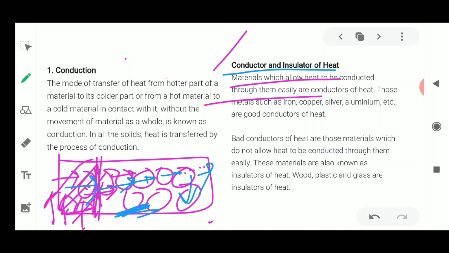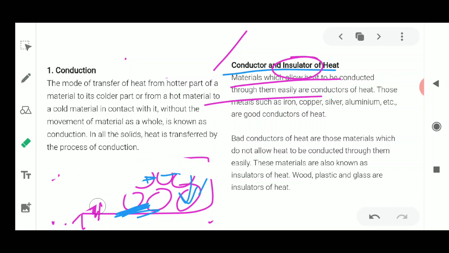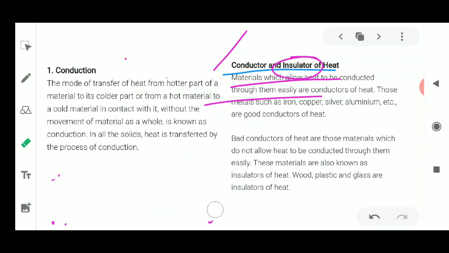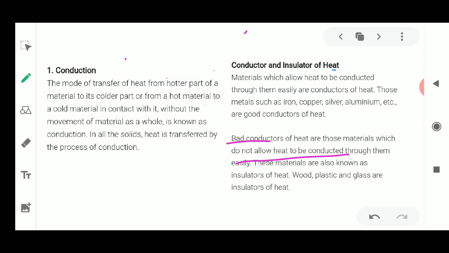The next type of material is the bad conductor of heat, also called insulators. So there are good conductors of heat and bad conductors of heat. The object which can conduct heat is known as a conductor, and the object which does not conduct heat is known as an insulator, or bad conductor. Bad conductors do not allow heat to pass through them very easily. For example, wood, plastic, and glass are examples of insulators.